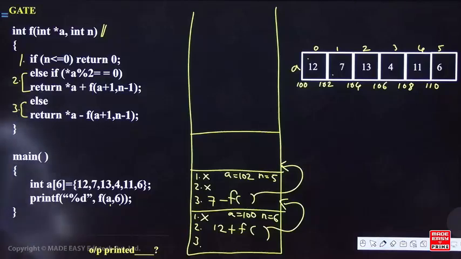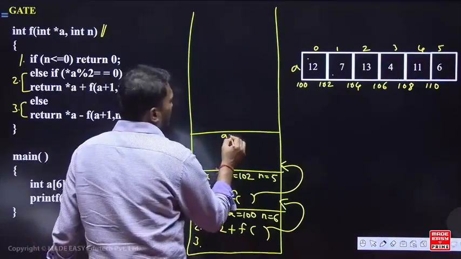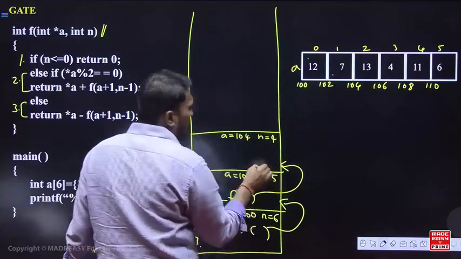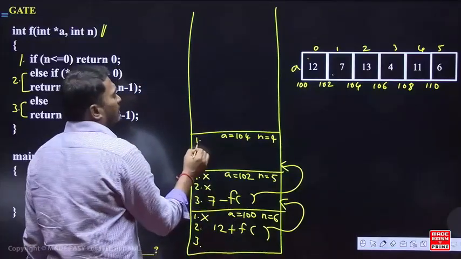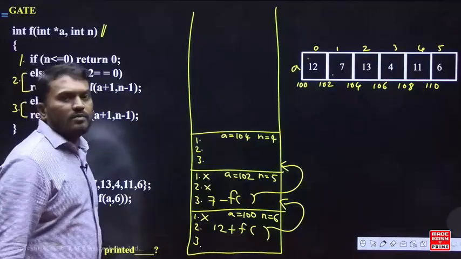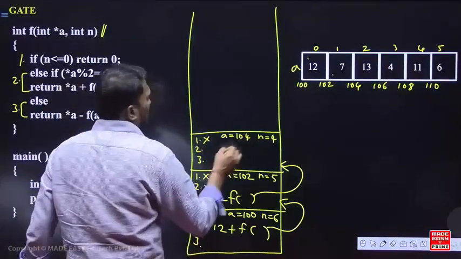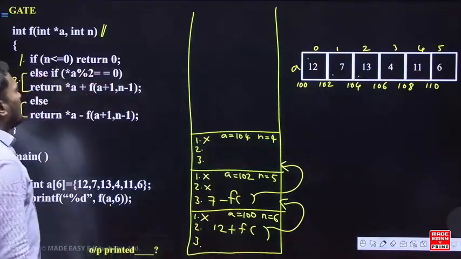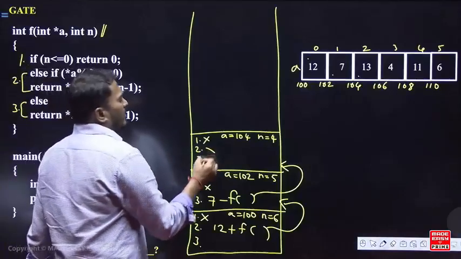Now again recursively calling a plus 1 comma n minus 1. A plus 1 means next you receive 104. N minus 1 means n value in this activation record is 5, so you are passing 4. And again you will have the same 1, 2, 3 statements. First statement, n less than or equal to 0, true or false? False, so this will not execute. Now second statement, star a mod 2 equal to 0. Star a, value at the location 104, that is 13. 13 mod 2 equal to 0, true or false? False, so it will not execute.